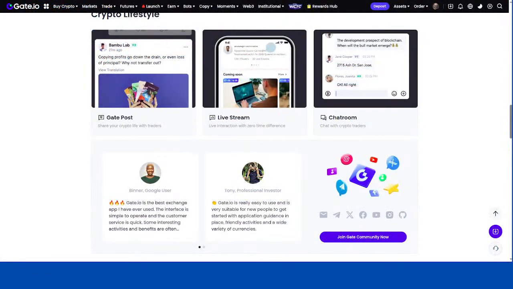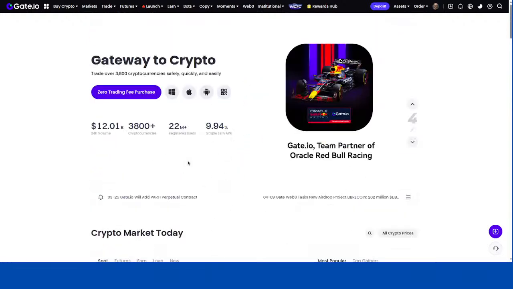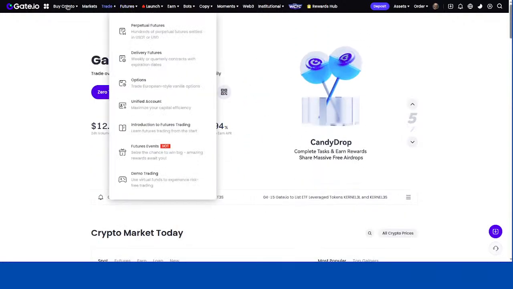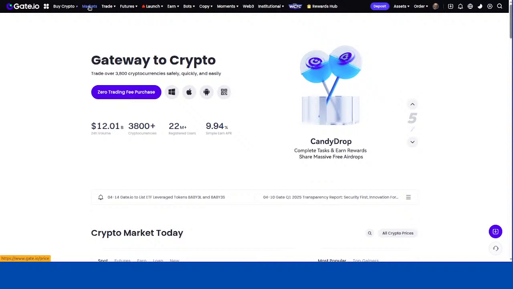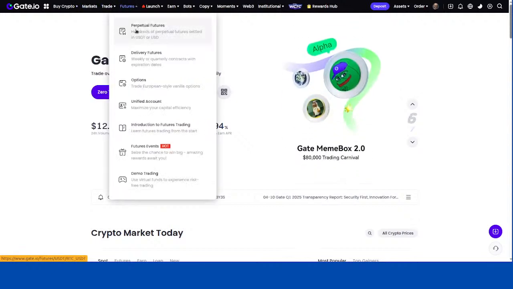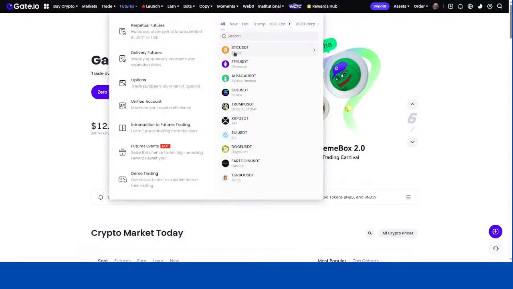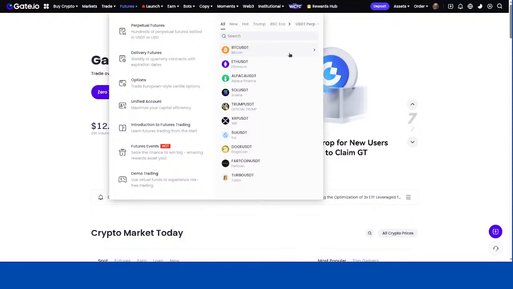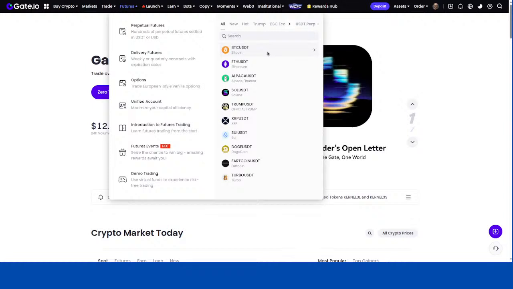So assuming you are in your Getayo account, this is how the Getayo exchange looks. If you are trading futures, you come here to futures, and we'll be trading BTC for this case. You just select BTC.